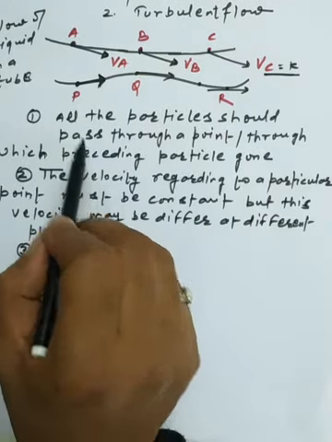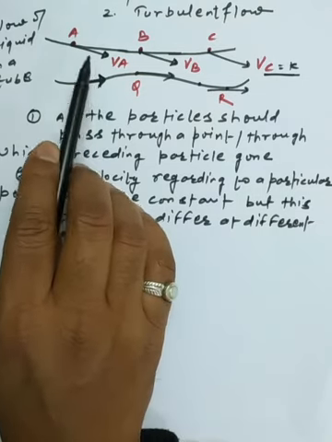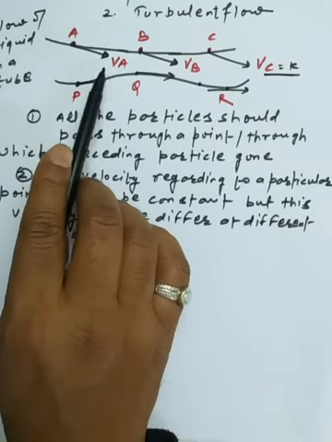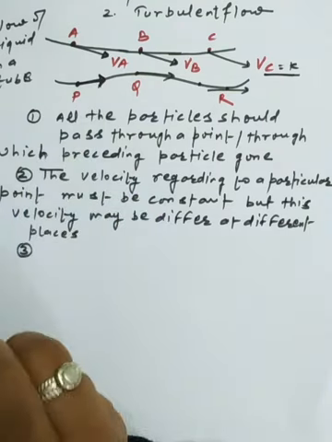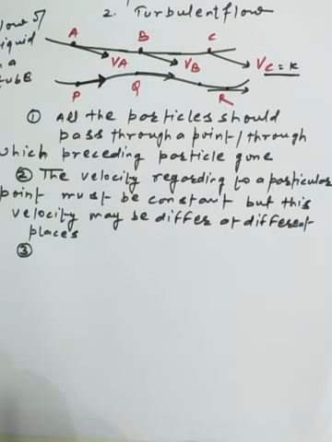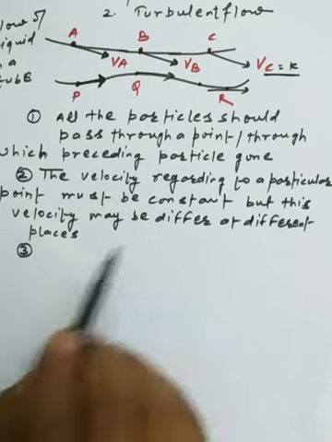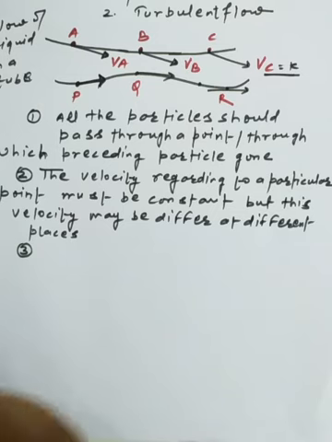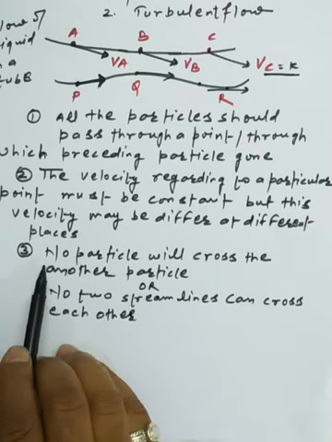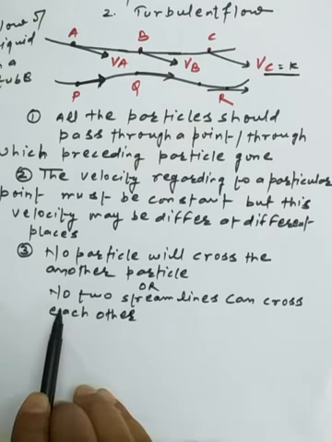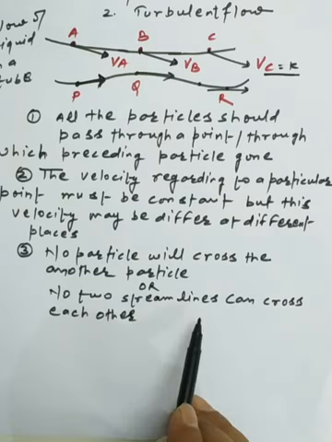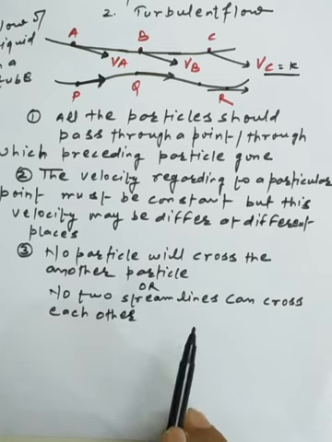Now the third identification is that no particle will cross the particle which is moving ahead. No one particle will cross another particle in a streamline flow. If it does, the flow will not be streamline. It can happen if you produce any kind of obstacle in the path of a streamline flow. In another manner we can say that no two streamlines can cross each other. If they do, it makes a disturbance in the steady nature of the fluid flow.